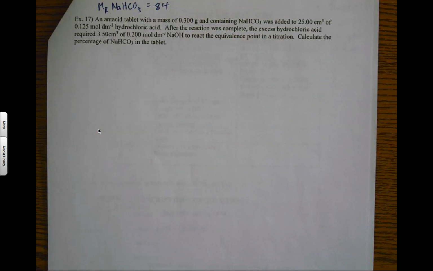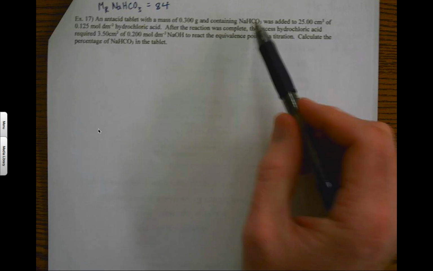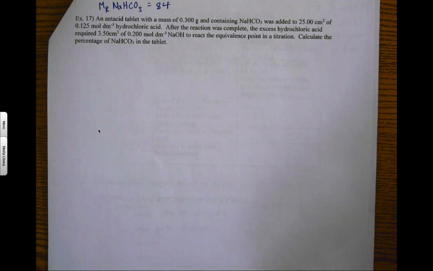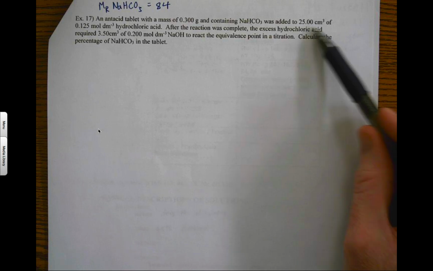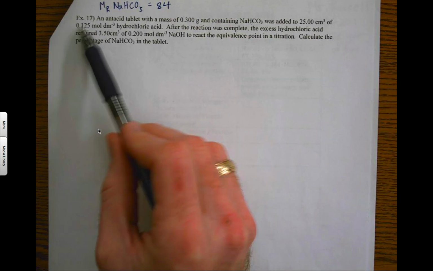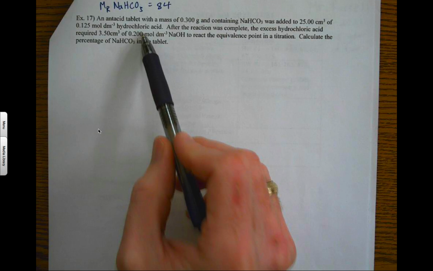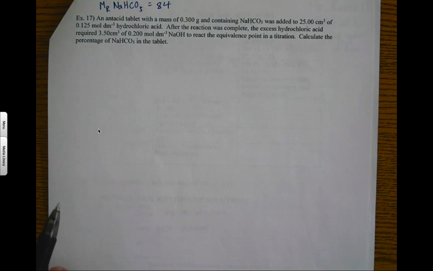Now for the last one. An acid tablet with a mass of 0.3 grams and containing sodium bicarbonate, baking soda, was added to 25 centimeters cubed of a 0.125 molar hydrochloric acid. After the reaction was complete, the excess hydrochloric acid required 3.5 milliliters of a 0.2 molar NaOH to reach the equivalence point in a titration. Calculate the percentage of sodium bicarbonate in the tablet.